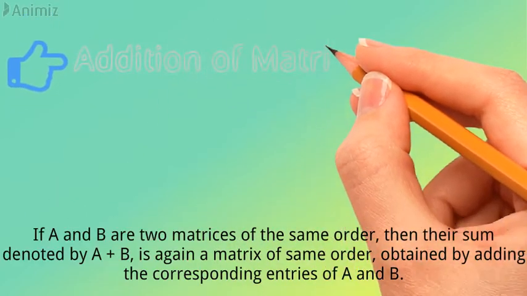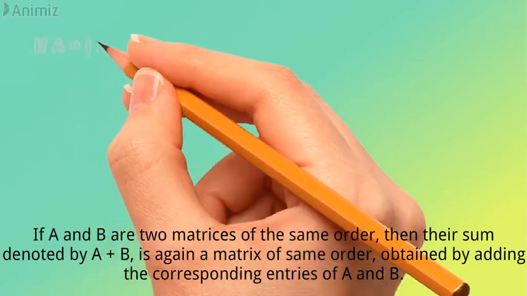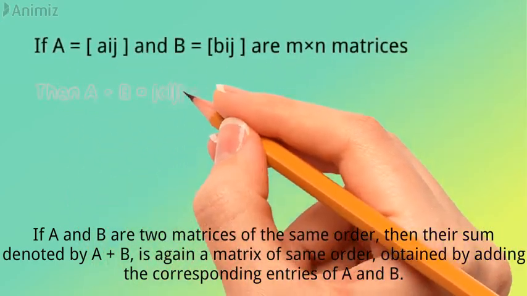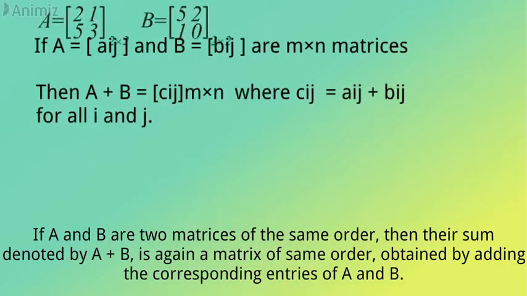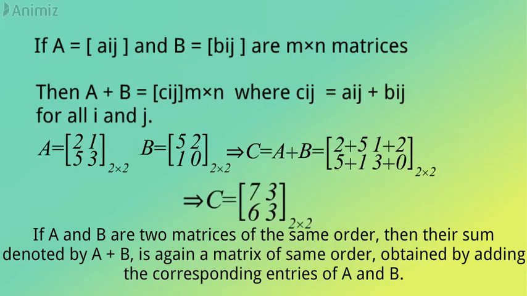Addition of matrices. If A and B are two matrices of the same order, then their sum, denoted by A + B, is again a matrix of same order, obtained by adding the corresponding entries of A and B.